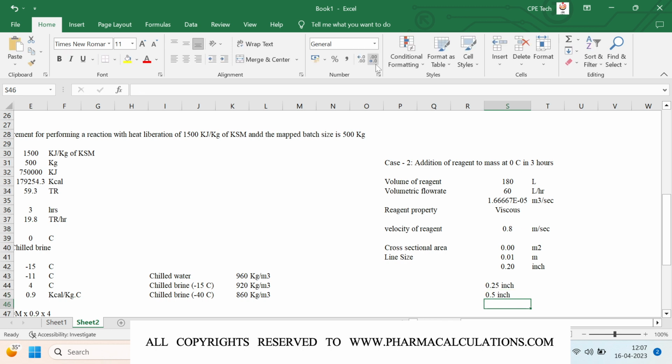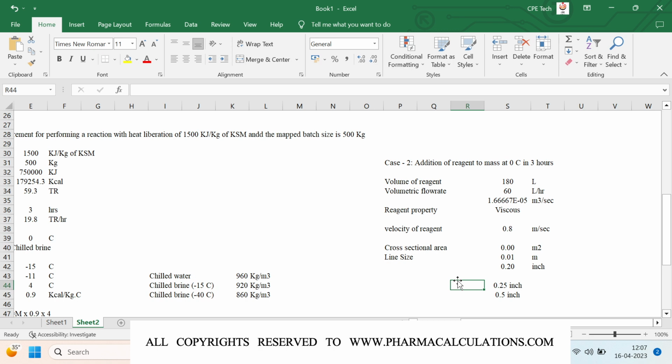And now the question is, if the line size is increased, automatically the velocity will increase. So automatically what will happen is, instead of completing in 3 hours, it might get complete in 2 hours. So just to control that, we have to do the addition depending upon the temperature, or else you have to apply a valve inside the line.